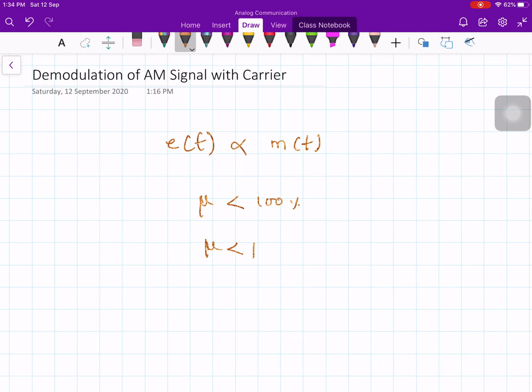If mu becomes more than 1, the envelope-following property will not be there, and we will not be able to demodulate the signal, and we will not be able to have the advantage of using a simple demodulator. The demodulator structure was extremely simple if the modulation index is less than 1. The magnitude of M of t must be less than 1. This is a very important condition. So, in this lecture we will discuss the demodulation of such an AM modulated signal, using something called an envelope detector.